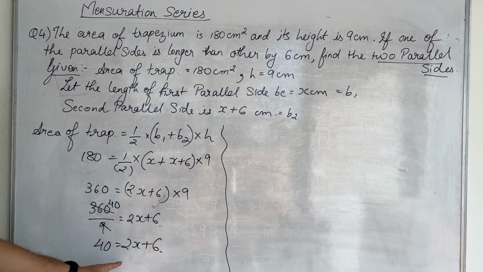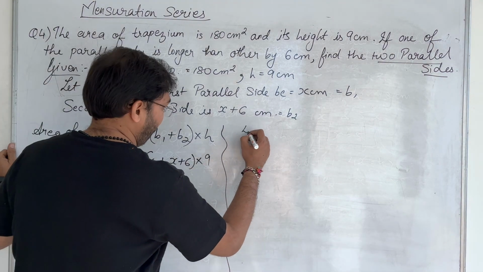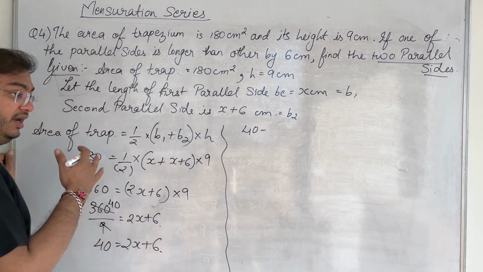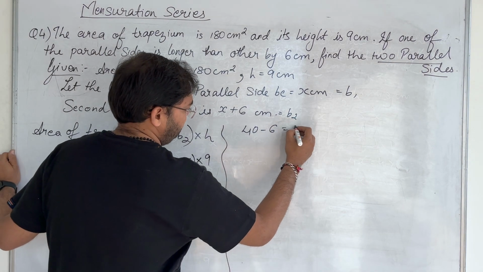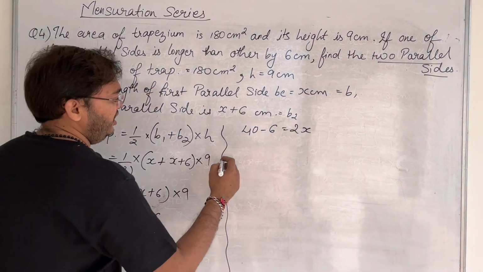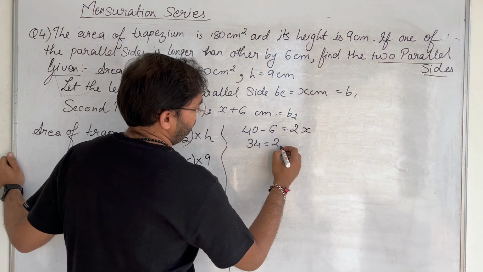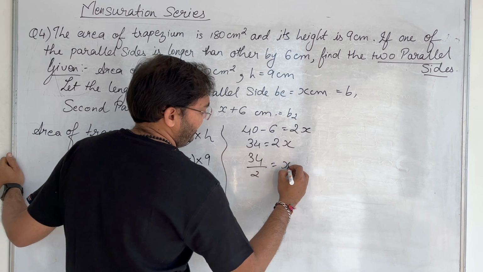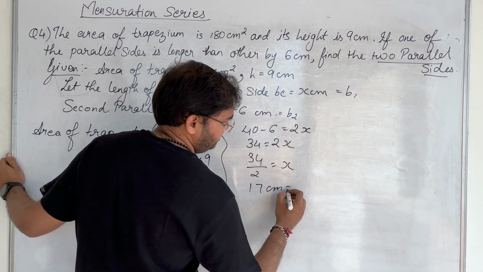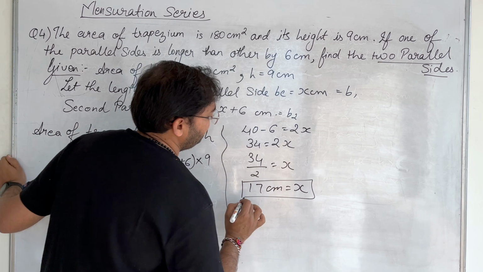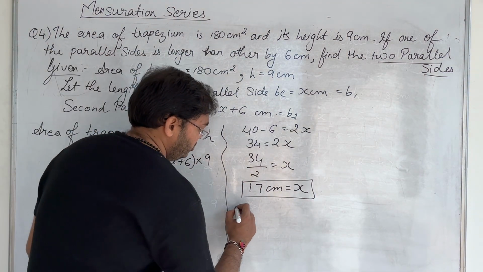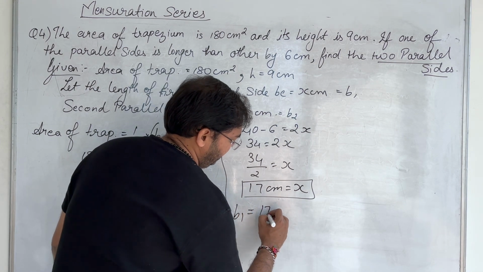Now as I want to find x, first I'll be shifting this 6 from the right hand side to the left hand side. So here it becomes 40 minus, because here 6 was plus, so if I shift 6 to the left hand side, it will become minus 6, which is equal to 2x. So here it becomes 34, which is equal to 2x. So 34 divided by 2 is equal to x, that means 17 centimeter is my x. And whom we consider as x, the first parallel side, that means B1. So B1 is known to me, that it is 17 centimeter.